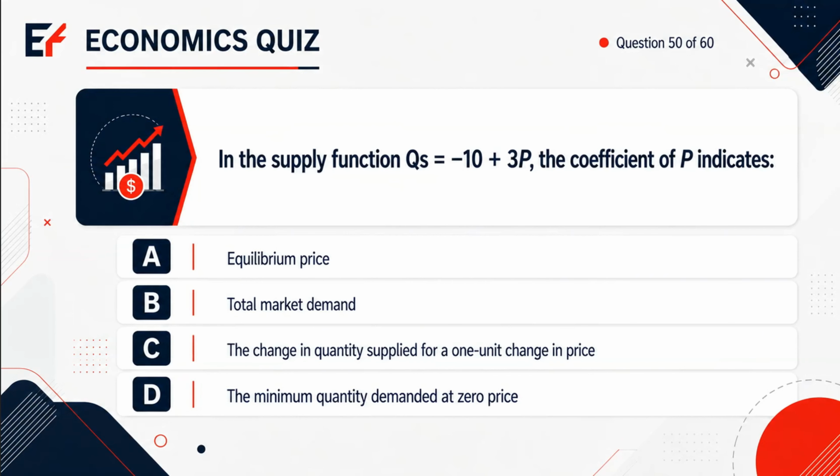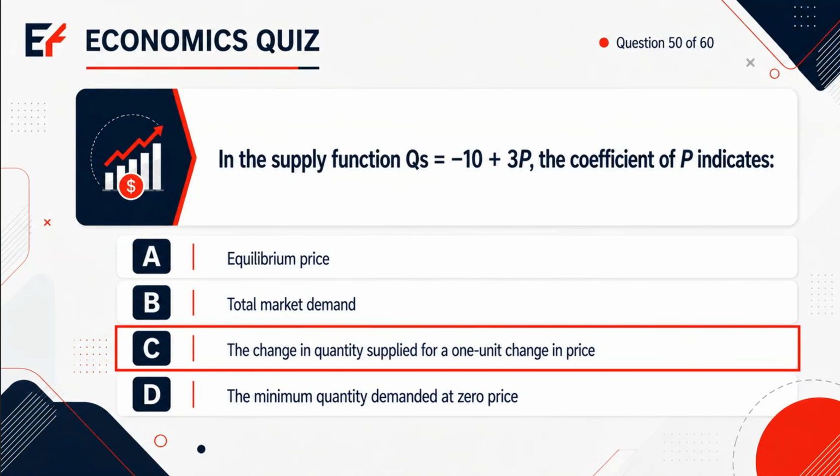Question 50. In the supply function, quantity supplied equals negative 10 plus 3p. The coefficient of p indicates A. Equilibrium price, B. Total market demand, C. The change in quantity supplied for a 1 unit change in price, D. The minimum quantity demanded at zero price. The correct answer is C.